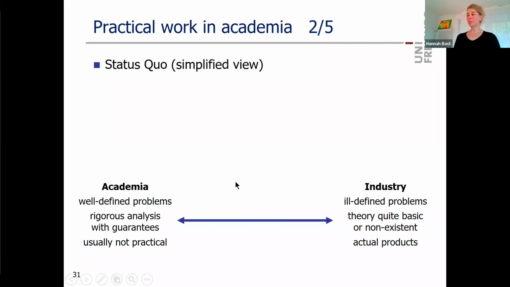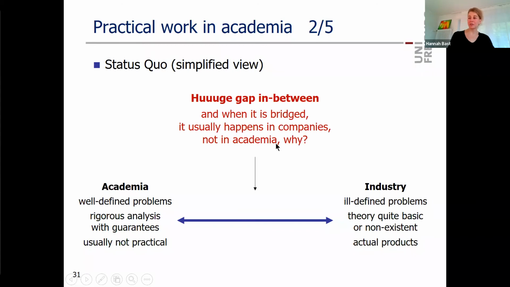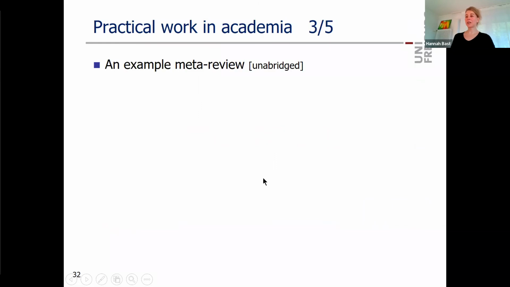Yeah, that's just a simple picture. So you have academia, with well-defined problems and rigorous analysis, or at least you try to. It's usually not practical. In industry, you have very ill-defined problems. Theory is often quite basic or non-existent, but you have actual products, often using algorithms from about three decades ago, and then you just buy new hardware so that it's fast enough. And there's this huge gap in between. Nowadays, when it's bridged, it's usually bridged from the industry side, because the smart people who like to code go to industry. They don't stay in academia. I will come back to that.